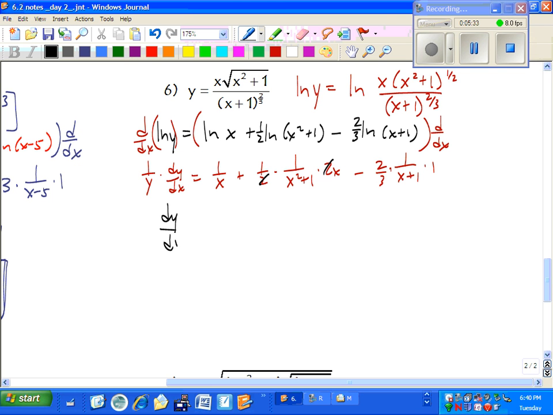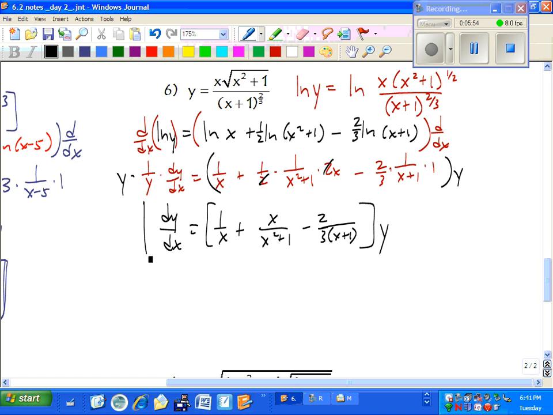So we're going to get dy dx equals this whole thing times y. So 1 over x plus x over x squared plus 1 minus 2 over 3 times x plus 1. And that whole thing is multiplied by y.